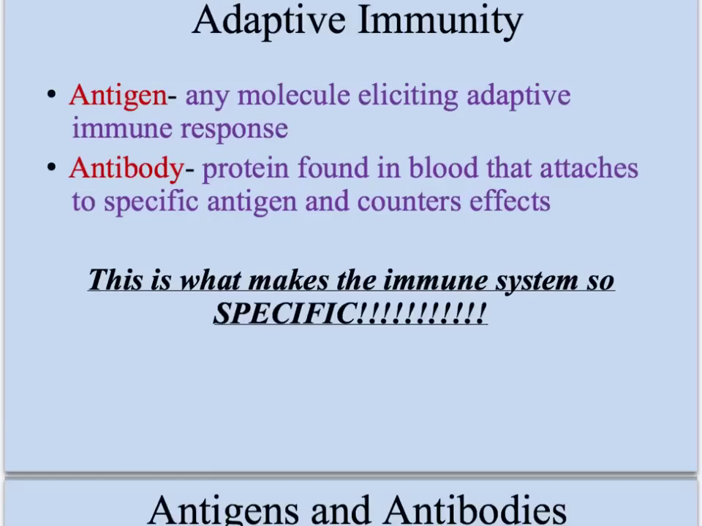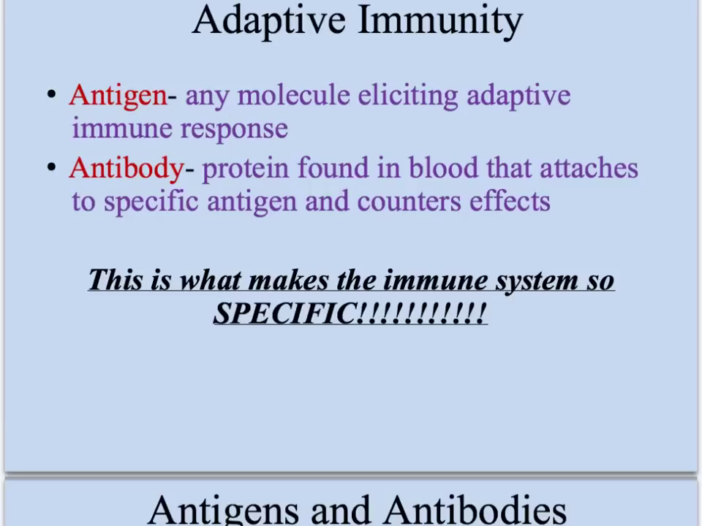Okay, so adaptive immunity. The main pieces here, we have an antigen and an antibody. An antigen is the molecule eliciting the adaptive immune response. This is the bad guy, okay? The antigen is the bad guy. He's the one that causes all the problems. The antibody is a protein found in blood that attaches to a specific antigen and counters its effects. So the antibody is what's going to go to war with the antigen.